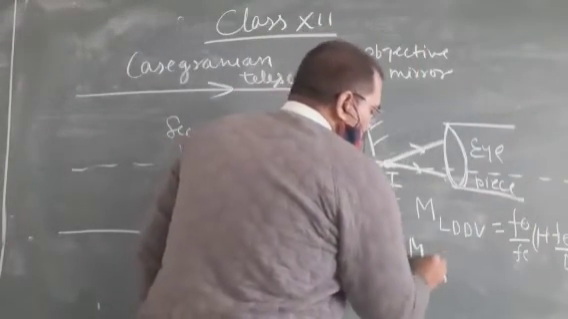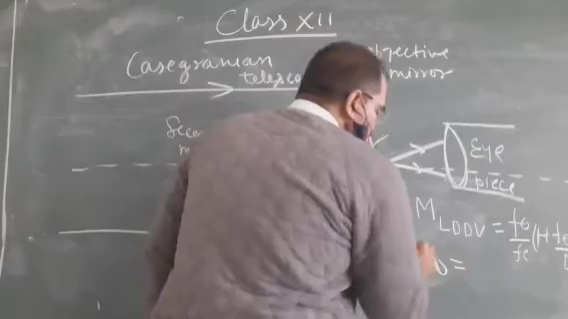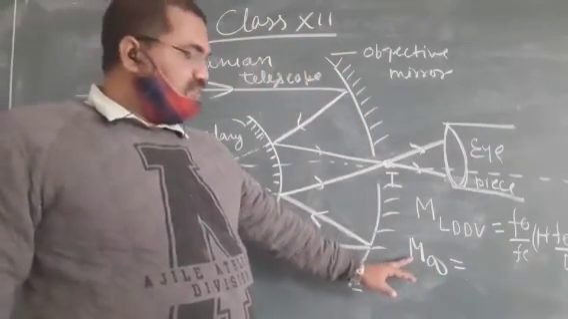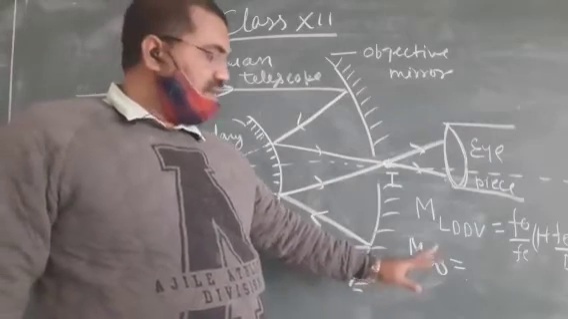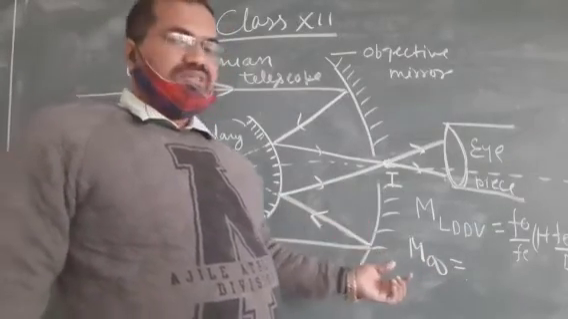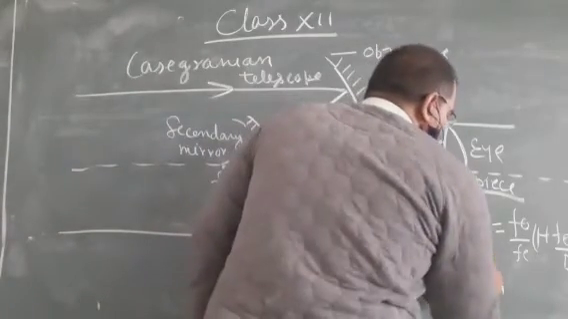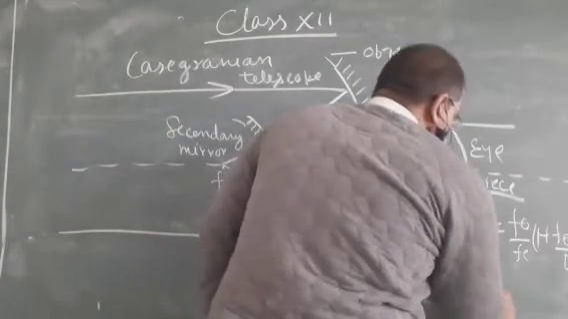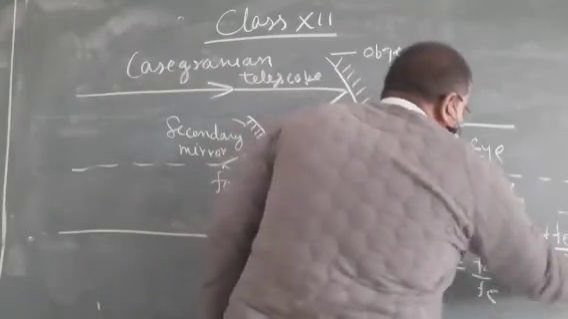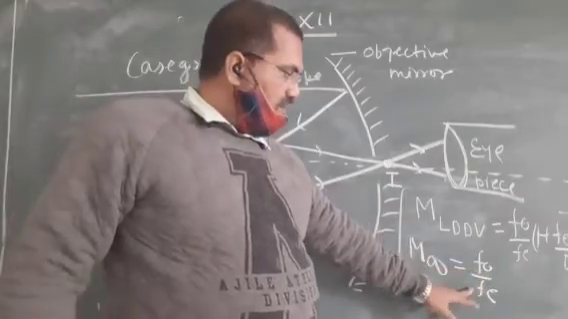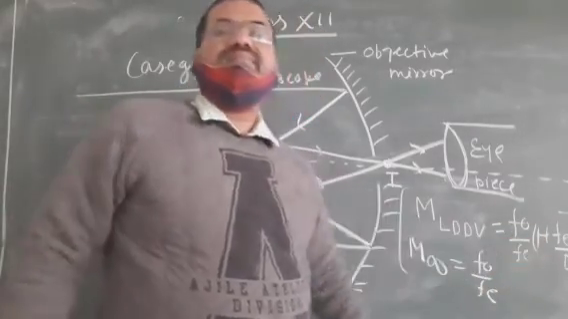And minimum magnification, that is in case of relaxed eye condition, when final image is formed at infinity, your eye is relaxed and that position is called relaxed eye condition. Here magnifying power will be f0 by fe. So range of the magnifying power is from f0 upon fe to f0 upon fe (1 + fe by d).